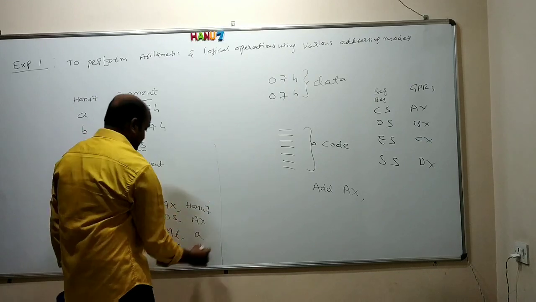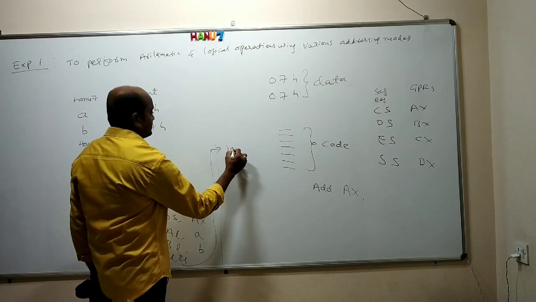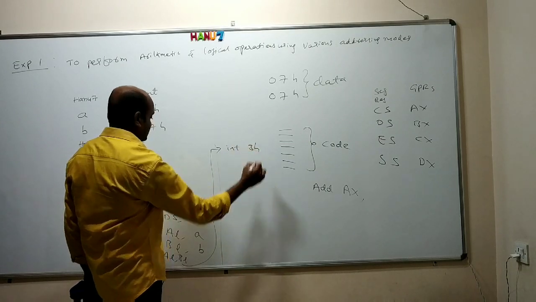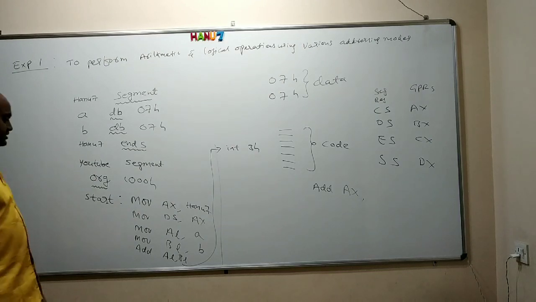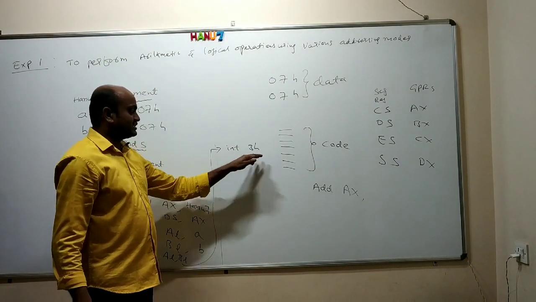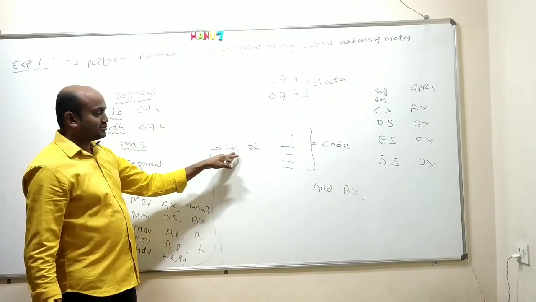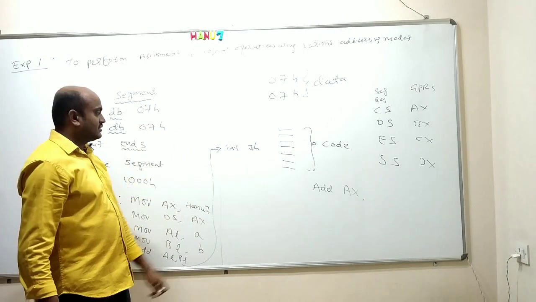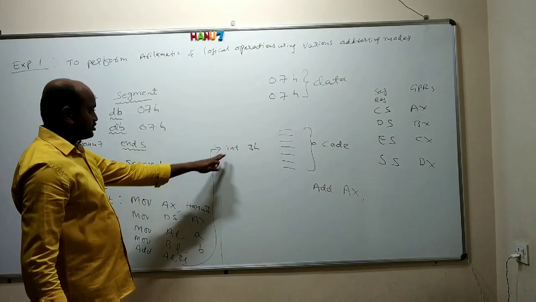After this statement, the immediate next one, I will write INT 3h. Because addition is done, I am indicating the processor to stop here. This is a breakpoint interrupt. INT 3h is called a breakpoint interrupt. The controller will stop executing the program at this point of time.